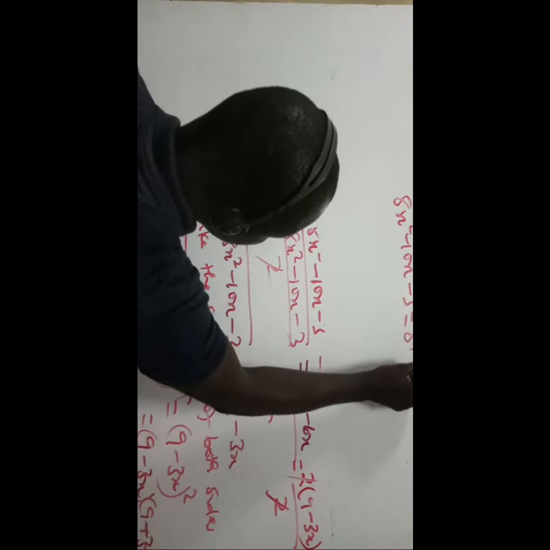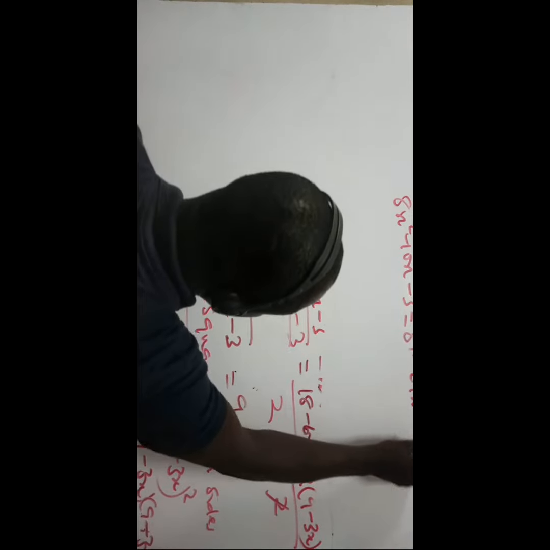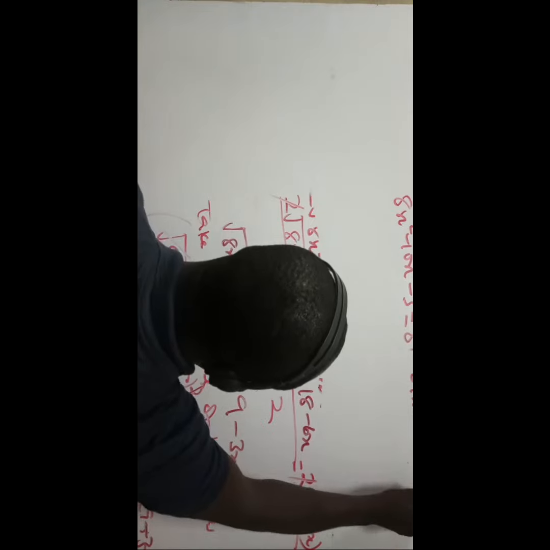9 times 9 is 81. 9 times minus 3x, so I'm going to have 81 minus 27x, minus 27x. This also, minus 3x times minus 3x is plus 9x squared.